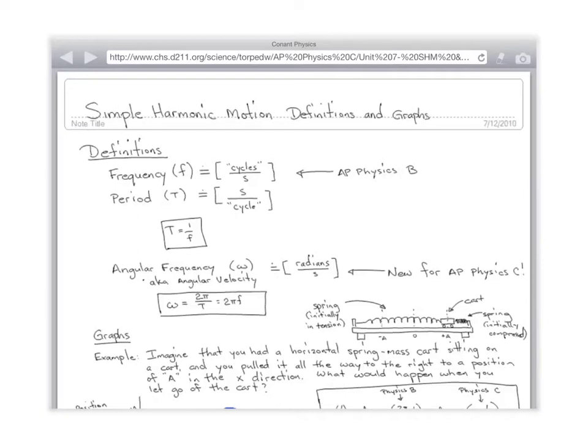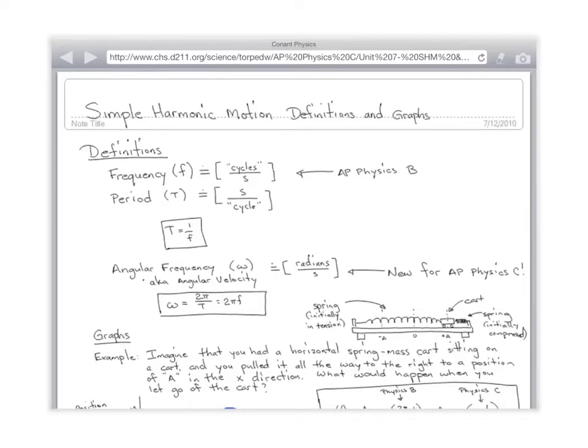Why do I like cycle? Because it's not just one way. Cycle could mean going around in a circle, or it could mean from here all the way back to the same point in the cycle again, right? So cycle applies to both simple harmonic motion and to circular motion, which is good. What's the relationship between period and frequency? Inverse. Period's 1 over frequency.